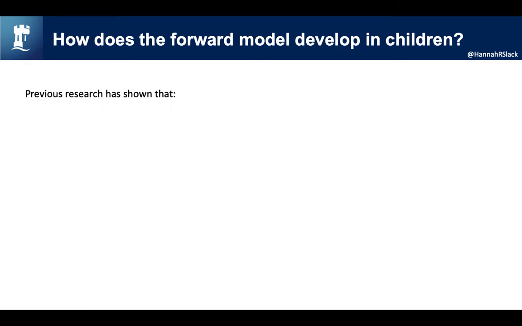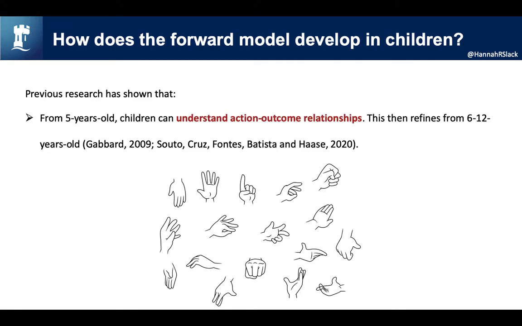So previous research has shown that from 5 years old, children can understand action-outcome relationships and use this ability, and this ability refines with age from 6 to 12 years old. For example, Soto et al. in 2020 showed children aged 6 to 13 years old images of hands at different rotation angles, and children had to imagine moving their own hand position to match the image on screen and judge whether the image depicted a right hand or a left hand, and respond once they had done this.